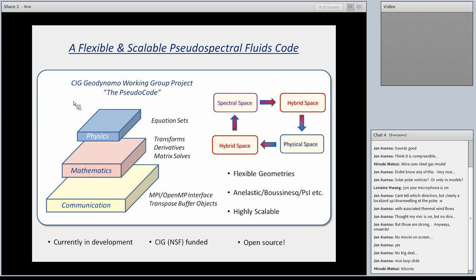So this is currently in development through CIG, and it will be open source, probably have a prototype sometime early fall, September or October. And then I'll just leave you with what I showed this at the AGU meeting.